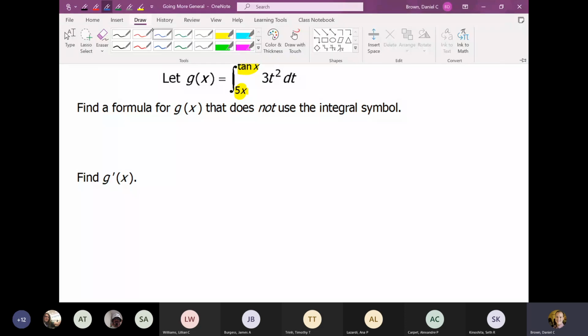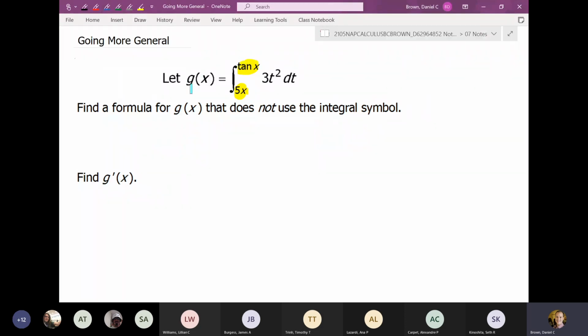Again, the ultimate goal when we're doing these problems is if I give you an integral defined function, you can jump immediately to find the first derivative without having to rewrite it first. We're going to rewrite it first just to kind of see where it comes from, and then we'll use the formula and then some examples. So if this is my g, if I want to get rid of that integral, I have my antiderivative plugging in the top number minus plugging in the bottom number. In this case, those numbers are actual functions. So I have tangent of x cubed minus 5x cubed.